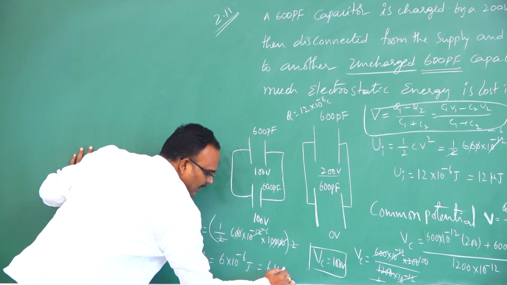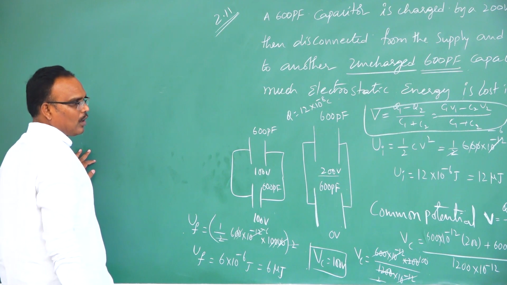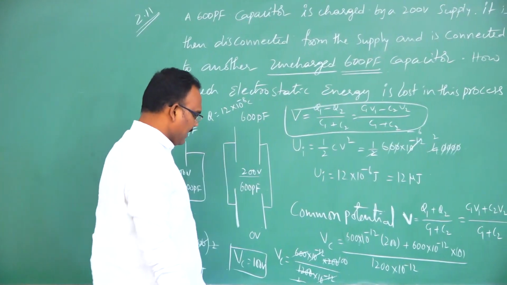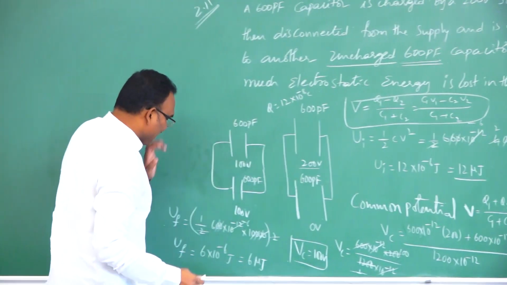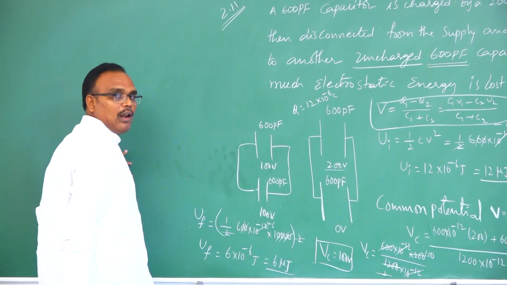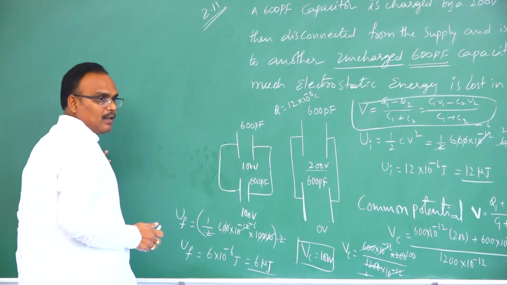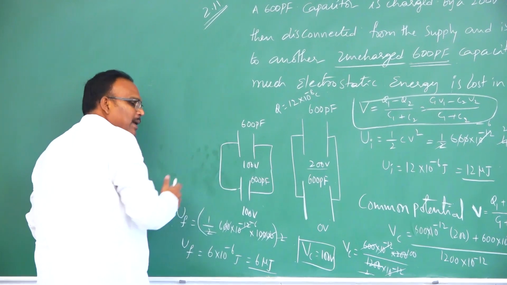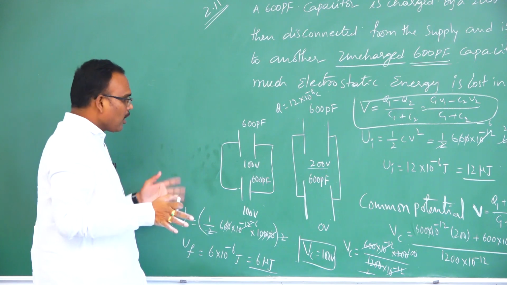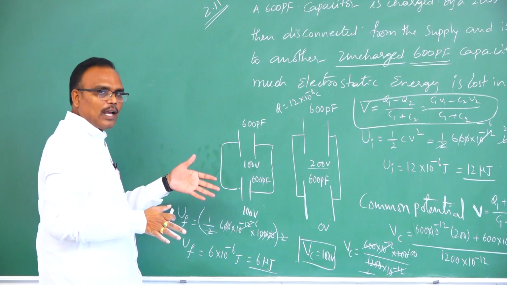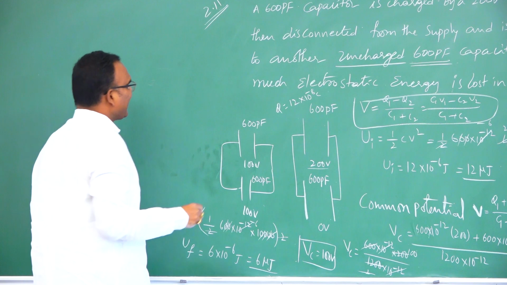This can be written as 6 microjoules. Okay, initial energy is 12 microjoule and final energy of the system is 6 microjoule. Here final energy is lesser than the initial energy. That means when charge is flowing from one capacitor to another capacitor, usually energy will be lost, because charge should flow against electrostatic repulsion. So energy will be lost. Loss in energy.